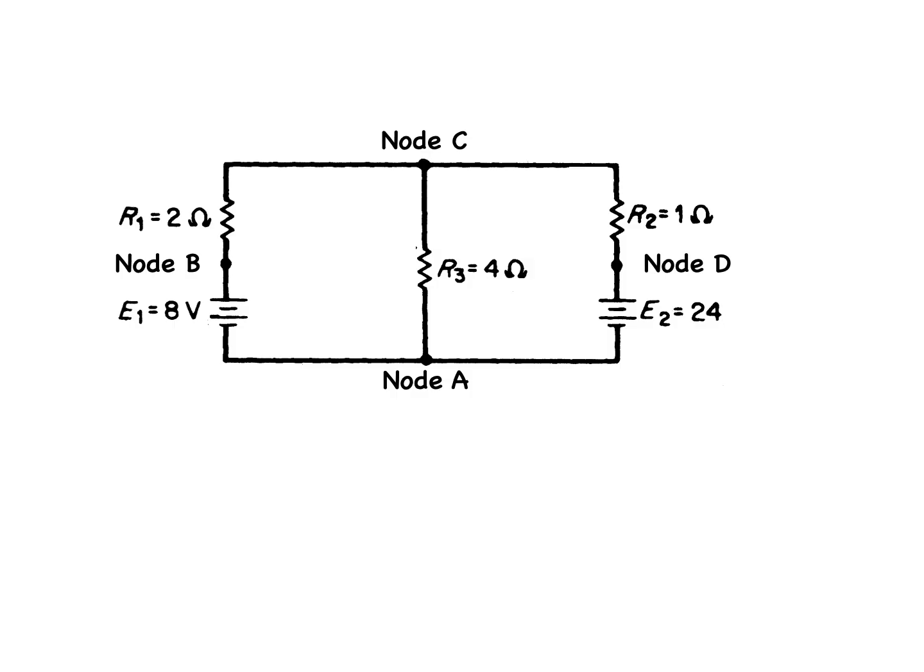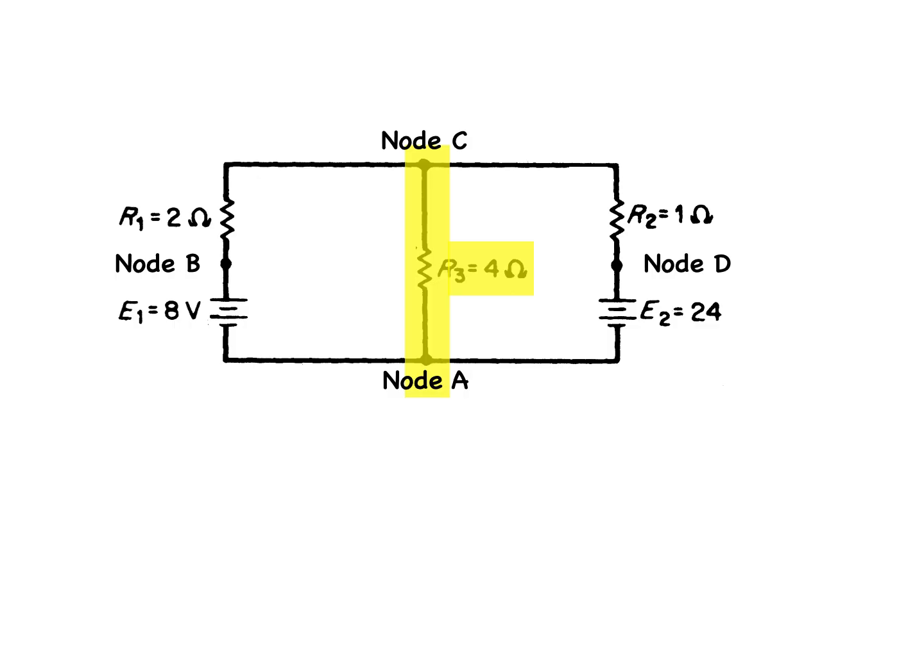This circuit contains 2 sources and 3 branches, each branch of which is a current path in the network. Branch ABC consists of the power supply E1 and R1 in series. Branch ADC consists of the power supply E2 and R2 in series, and branch CA consists of R3 only.